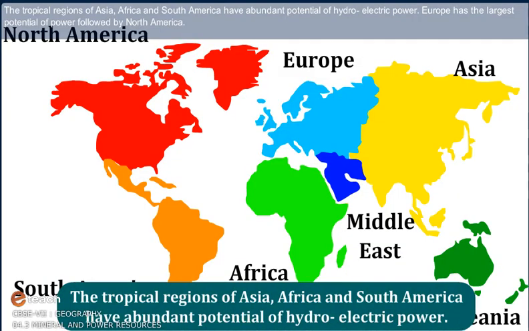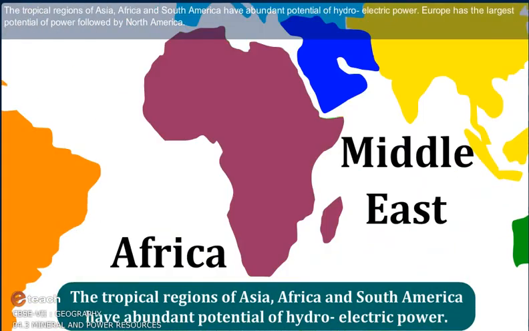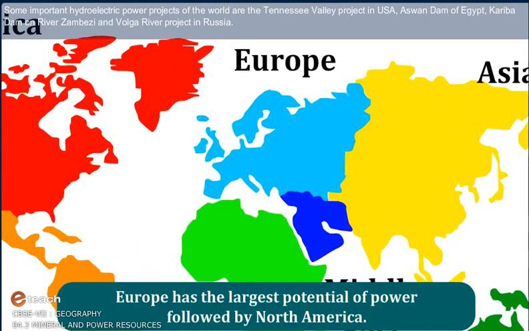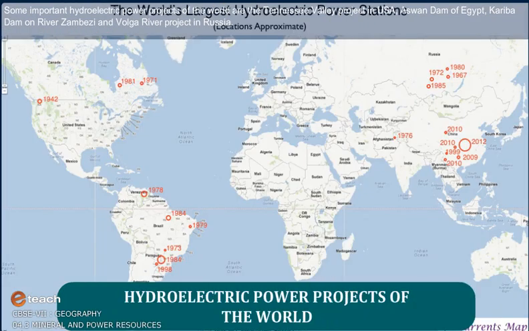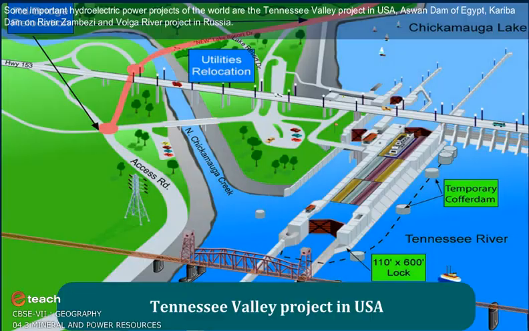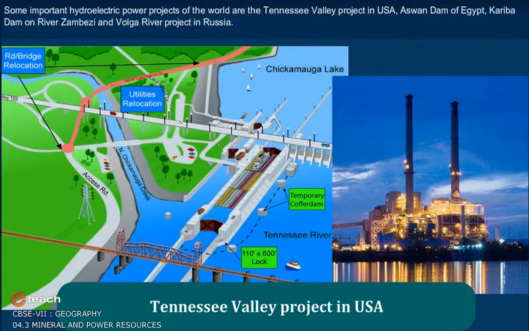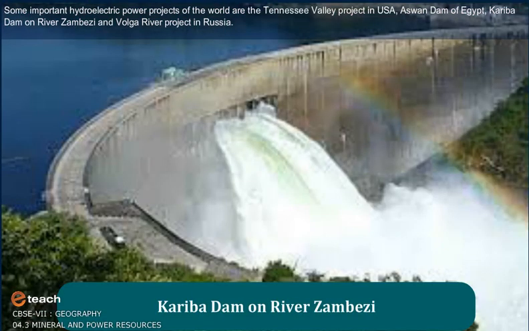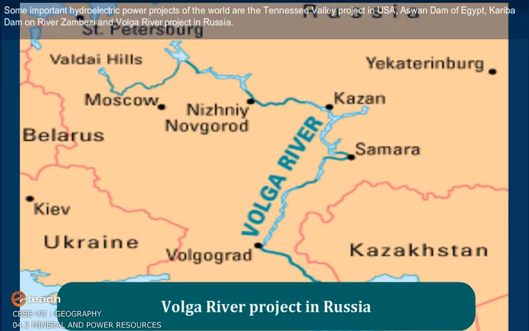The tropical regions of Asia, Africa, and South America have abundant potential of hydroelectric power. Europe has the largest potential of power, followed by North America. Some important hydroelectric power projects of the world are the Tennessee Valley Project in USA, Aswan Dam of Egypt, Kariba Dam on River Zambezi, and Volga River Project in Russia.